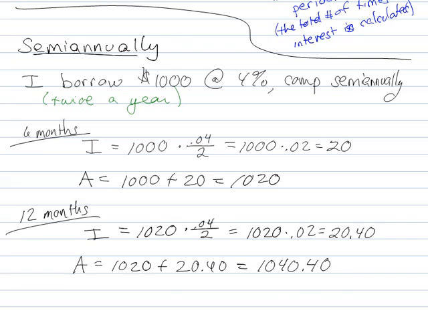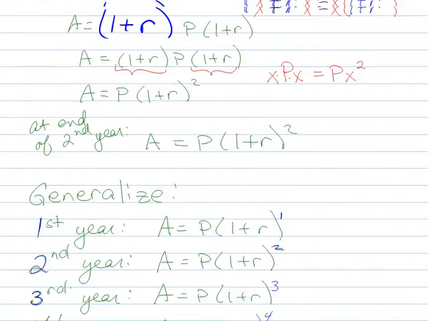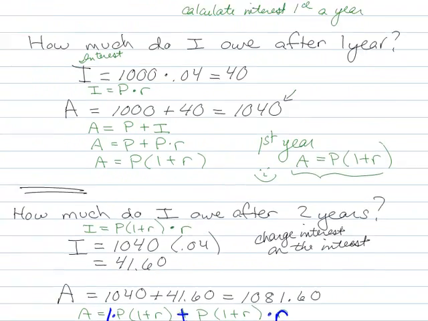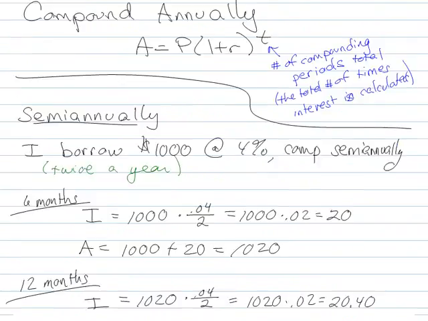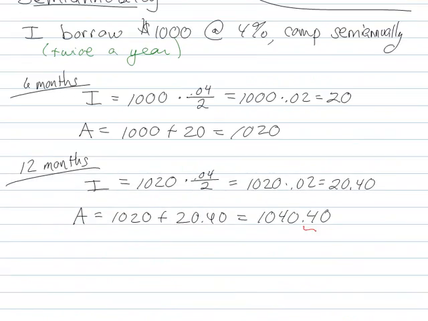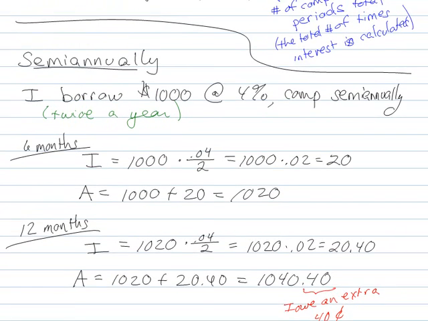Because before, after a year, I owed $1,040 even. Now all of a sudden, I owe an extra 40 cents. How did that happen? I thought it was all going to work out, right? Because you only charged me half the interest. Yeah, but I compounded it twice. And that's the power of compound interest.